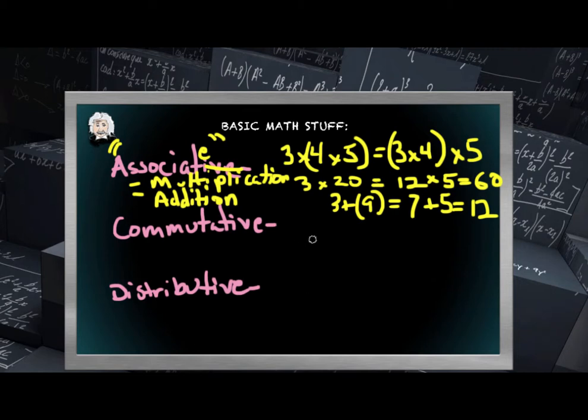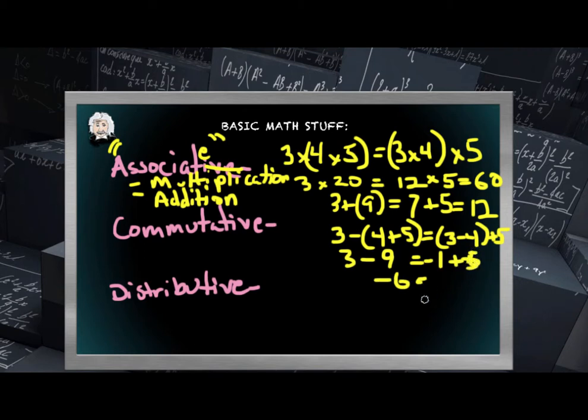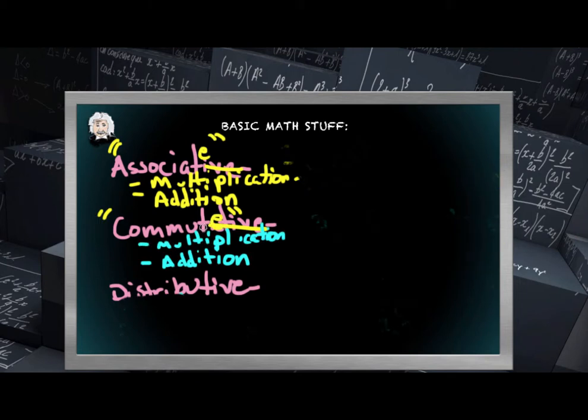On the contrary, division and subtraction do not work. So if I had 3 minus 4 plus 5, does that equal 3 minus 4 plus 5? Well, this would be 9. 3 minus 9, and that would be 3 minus 4 is negative 1, plus 5 is 4, and that does not equal negative 6. That is not true. So subtraction and division are not associative. If associative property is how numbers are grouped together, in other words, how they're bracketed within parentheses, changing that doesn't matter for multiplication and addition.